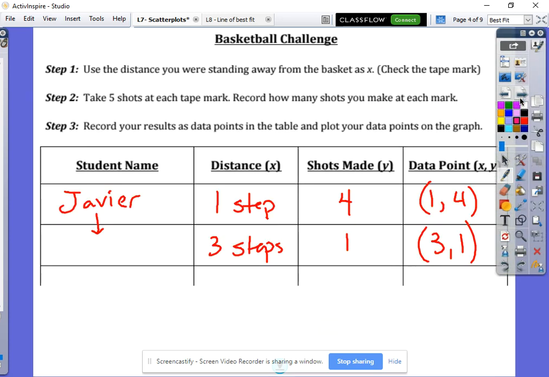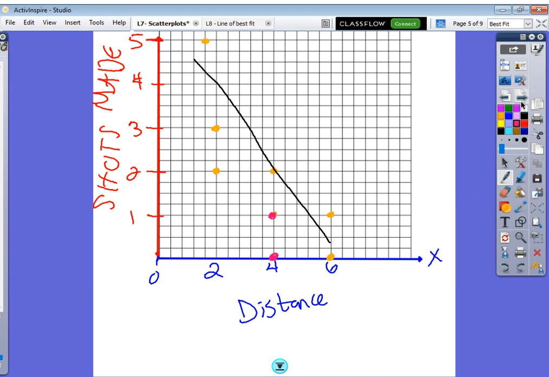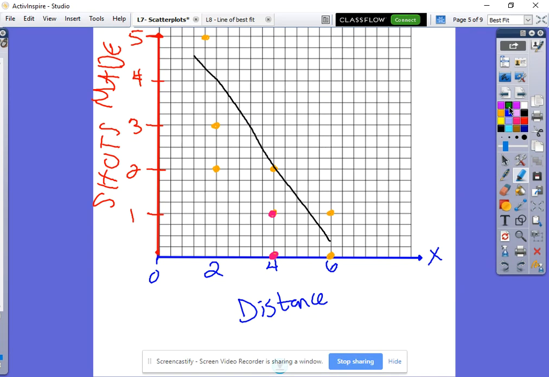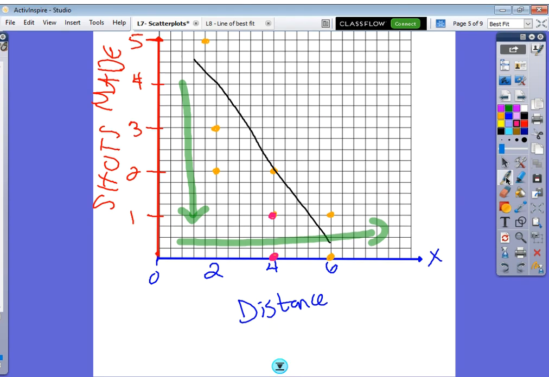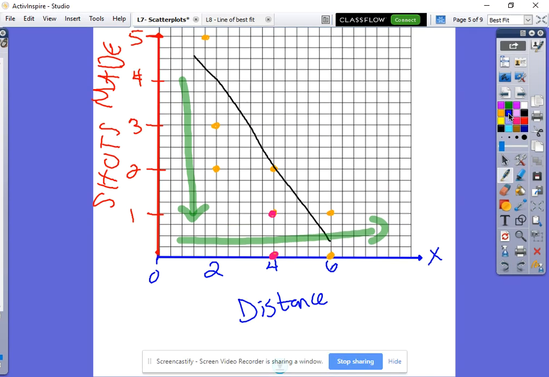Now, what happened though when we looked at the graph of how, as the distance from the bowl increased, what happened to the number of shots that we made? As the distance increased, the number of shots that we made actually went down, right? So that makes sense, because the further away you are, the fewer shots you're probably going to make.